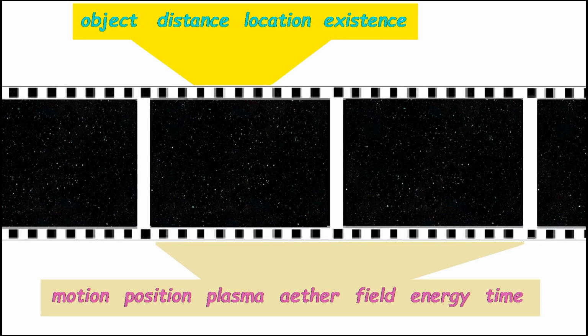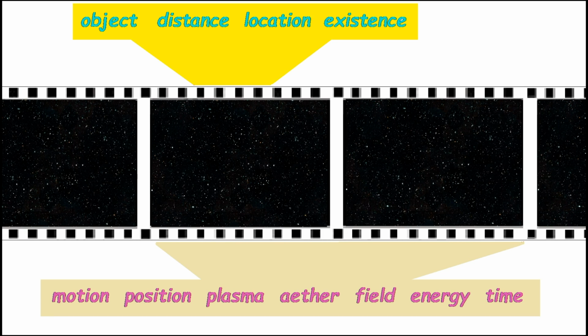What is motion? Well, the other day we discussed this. This is the universal movie, and we have on the top the main static concepts. At the bottom, we have some of the primary and some lesser or more sophisticated dynamic concepts. So at the top, you have static concepts such as object, distance, location, and existence. And on the bottom, you have things like motion, position, ether, field, energy, time. And so we separate the static from the dynamic concepts.